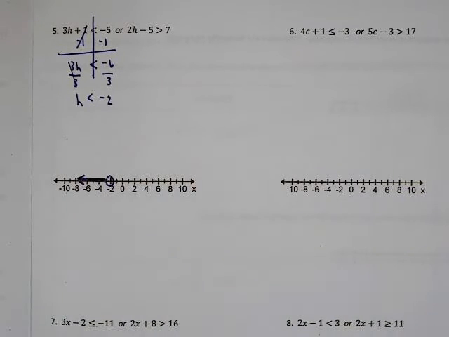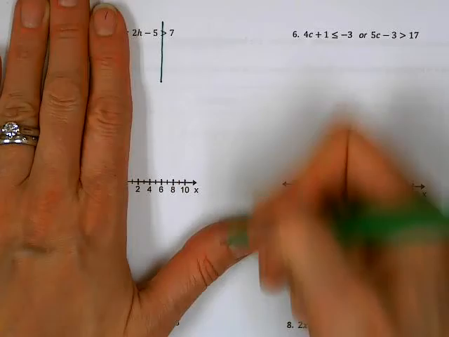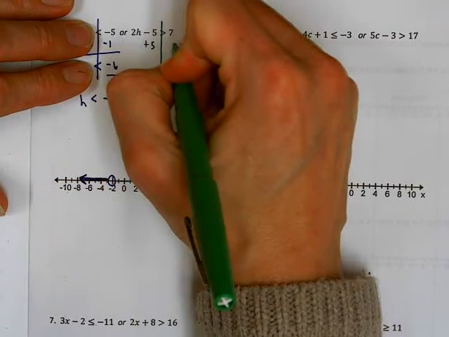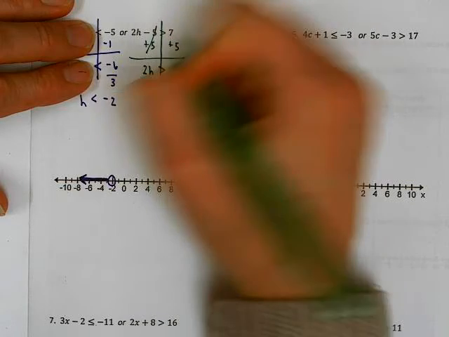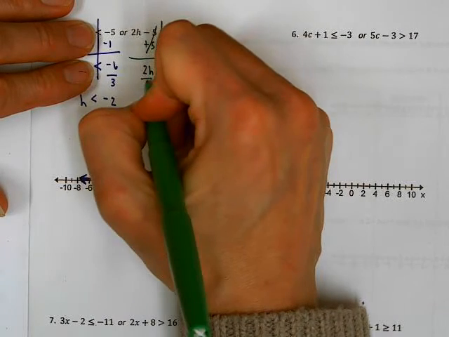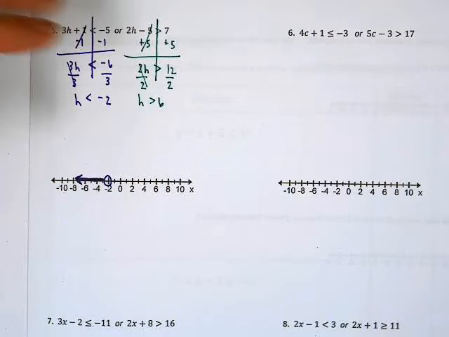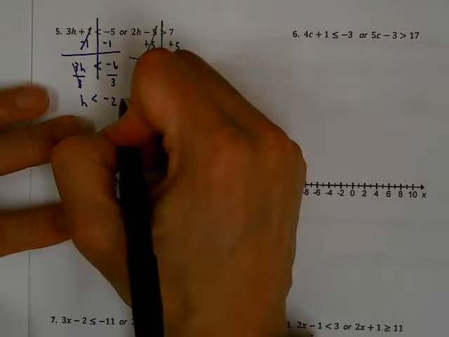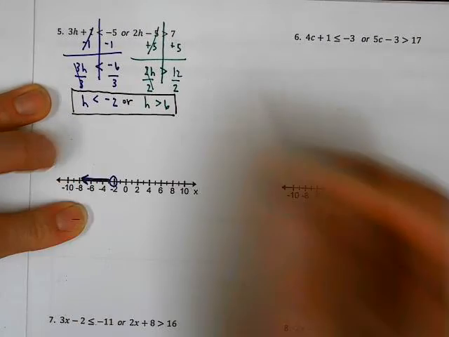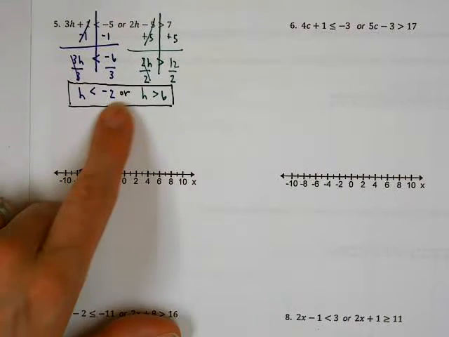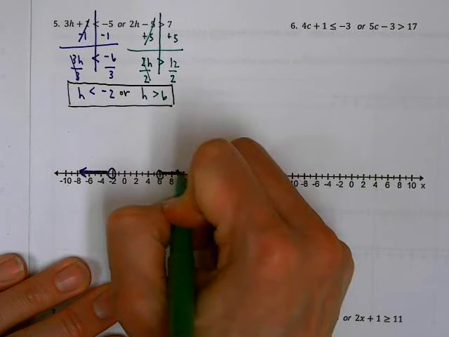So now we're just going to do the same thing with this inequality. I'm going to pretend that one's not there, and we're going to solve this inequality. So to do that, I'm going to add 5 to both sides. So these cancel. I have 2h is greater than 12. I'm going to divide by 2, and I have h is greater than 6. So my solution here is h is less than -2 or h is greater than 6. I need to make sure to put that or back into my solution, and then I'm going to graph my second inequality.